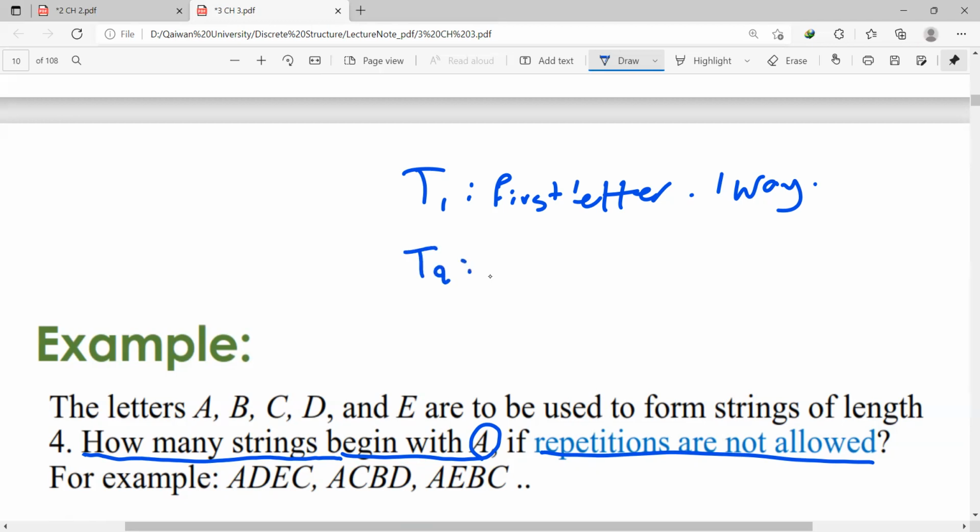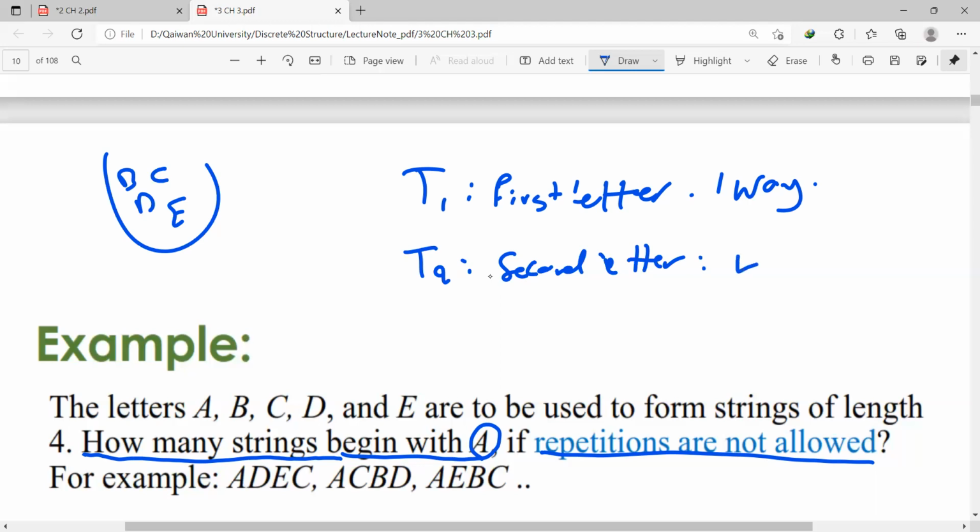How about task 2? The second letter. Look, in the box we now have B, C, D, and E. We have 4 letters. In how many ways can we pick the second letter? 4, because we have 4 letters in it. Now it says repetitions are not allowed. That means we must reduce one of them.